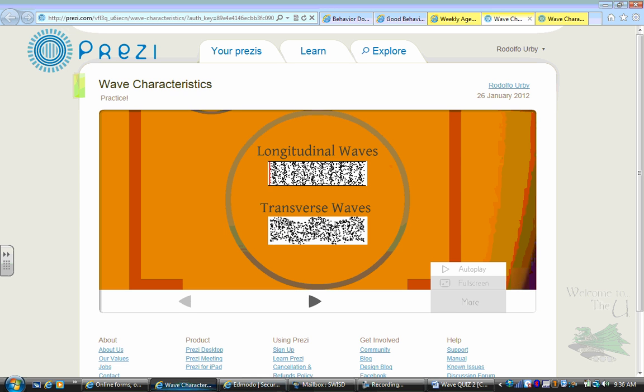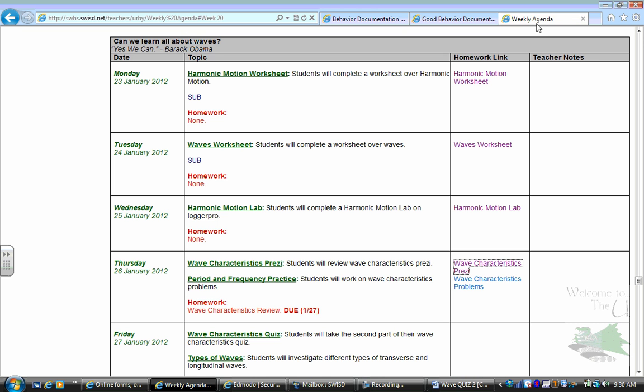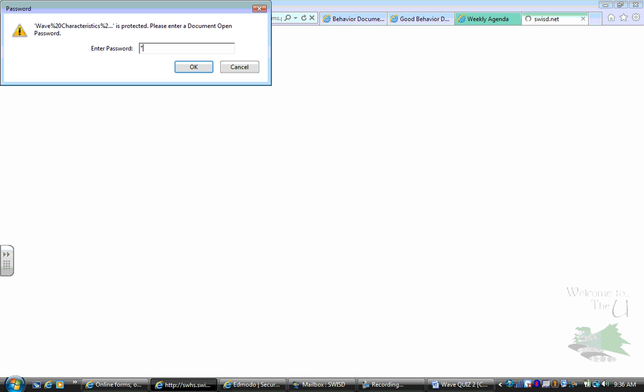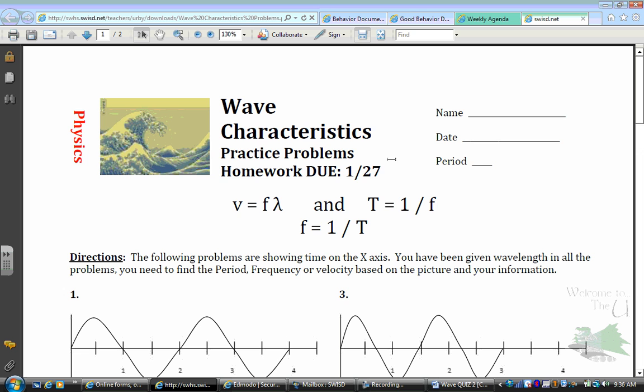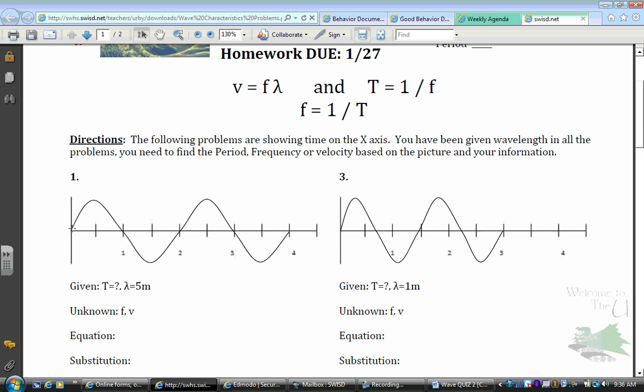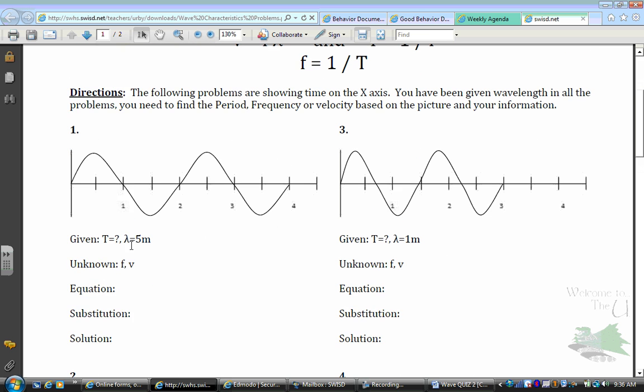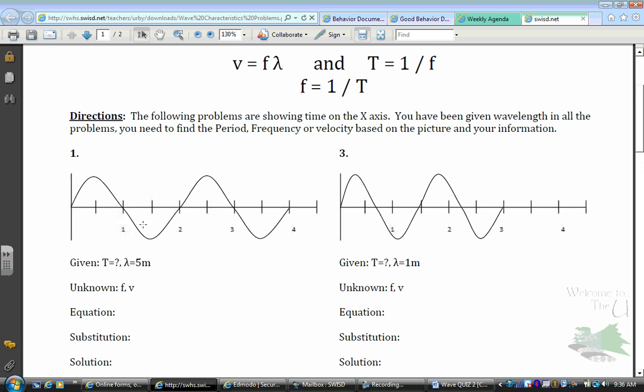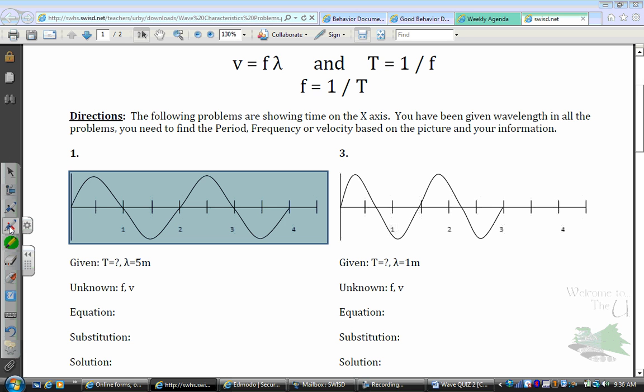Oh wait, there is one thing. I did assign a worksheet to give you some practice with problems, and let me go ahead and pull that up for you so you can take a look at it. So the worksheet is right here, wave characteristics problems. And on this worksheet, it's going to give you some different examples where the wave is drawn, and what they're asking for here is they've given you the wavelength, and you actually have to calculate the period of the wave. And to calculate the period of the wave is very simple. You just, like I said, you trace the section of the wave that you want to actually mark.